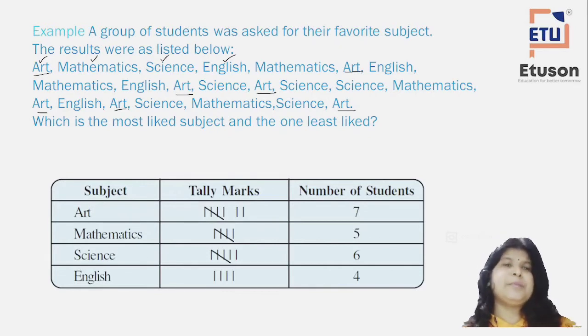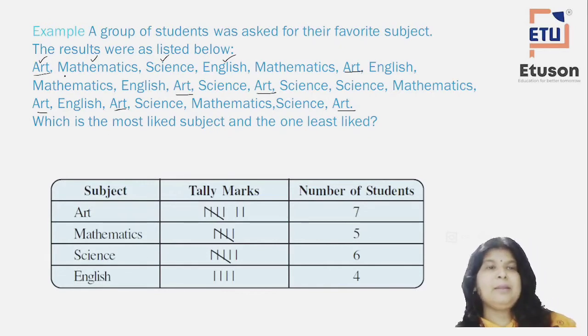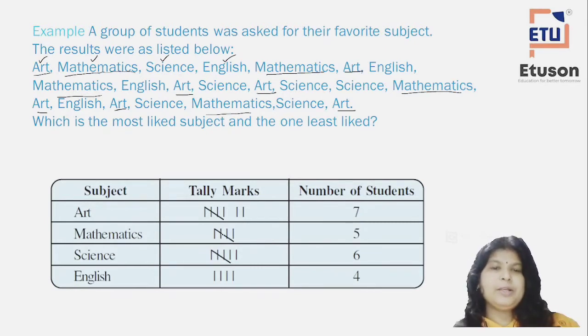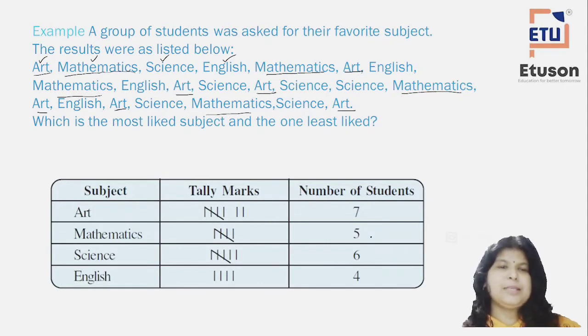Similarly, for the subject mathematics, again I will check how many children have opted for mathematics. It is 1, 2, 3, 4 and 5. So accordingly I will draw the tally 1, 2, 3, 4 and 5. So here I have written the number of students as 5.